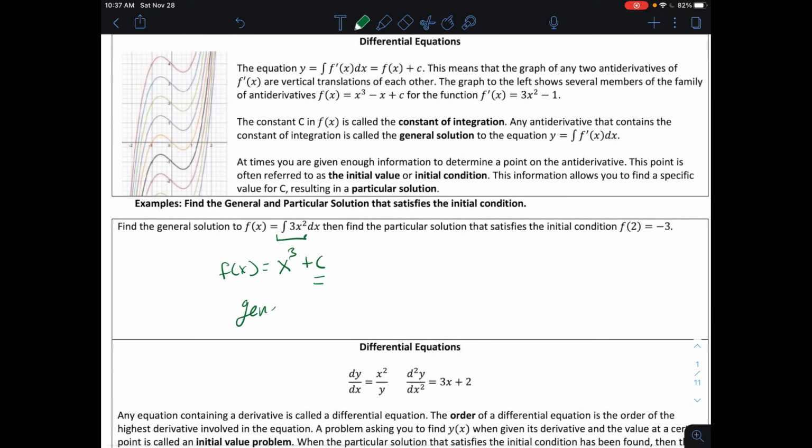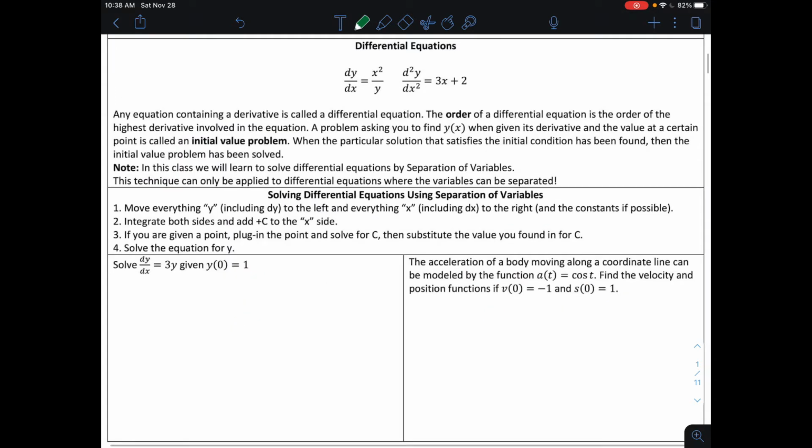So that's my general solution. Now, to get my particular solution, I'm going to use my initial condition, which says that I would need to put -3 in for f of x, put in 2 for the x, and then solve for c. We do that, and we get c to be -11, which means that our particular solution would be x to the third minus 11, and that's the particular solution based on the initial condition, that point f of 2 being -3.